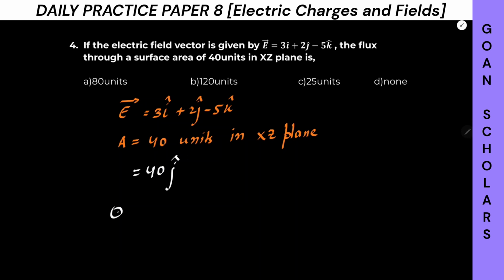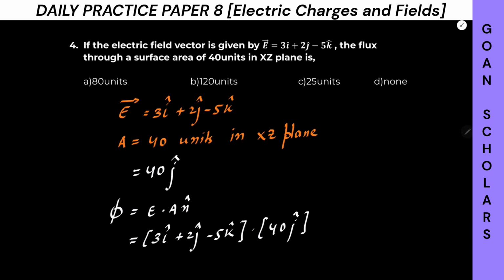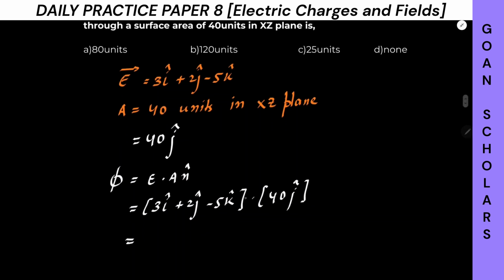So what will be our flux? Our flux is phi, which equals E into area, and n cap. This n cap is this j, correct? So the electric field is 3i plus 2j minus 5k cap, and area is 40 j cap, right? Now let's multiply both. See, it's a dot product. For a dot product, i cap and k cap have no corresponding vector, so they will cancel out, 0, 0. Only j cap will be multiplied. 40 twos are 80, and j dot j is 1. So 80 units.